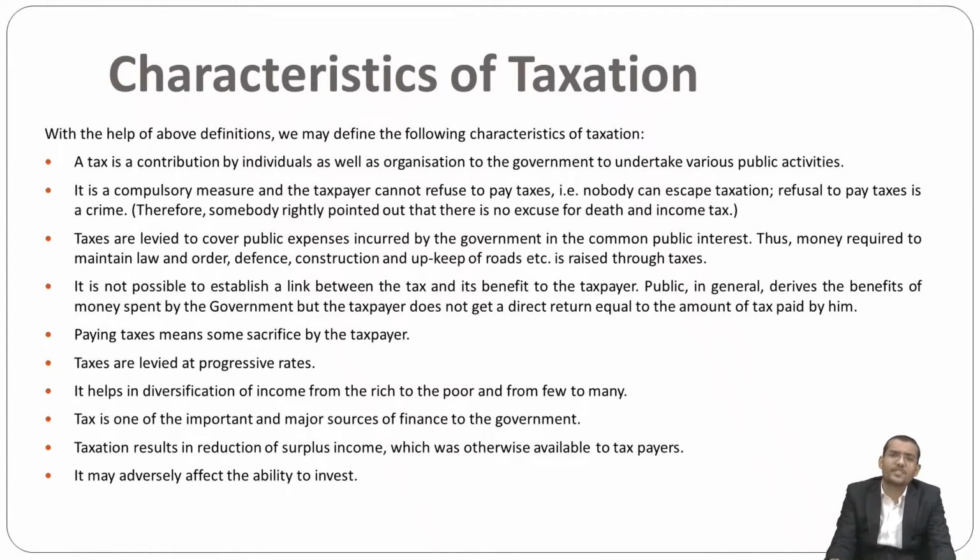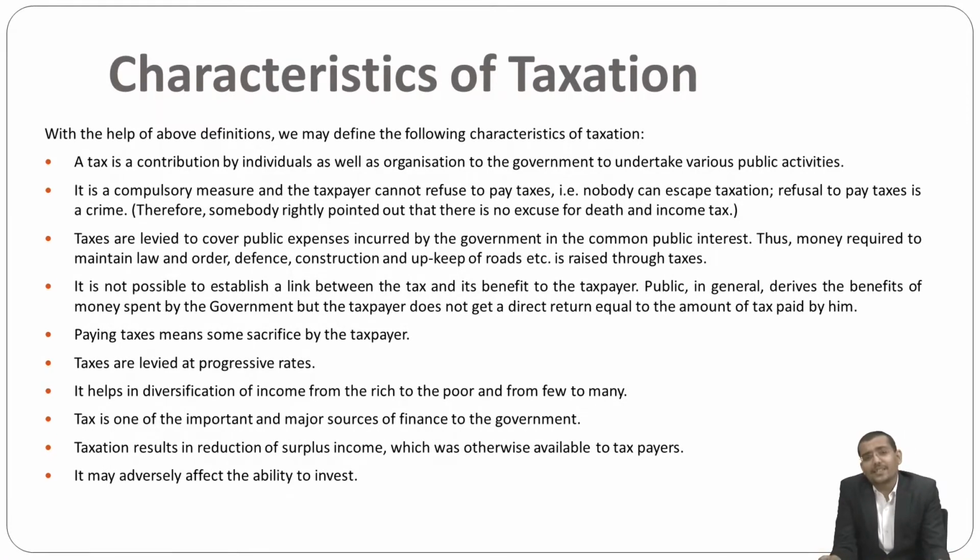My dear friends, the first characteristic is that if you contribute some money to the government, then it undertakes public activities and public expenditure, and it provides public goods and services also. So that is the ultimate definition: you have to contribute some part of your income to the government for the well-being of the public and for public welfare.